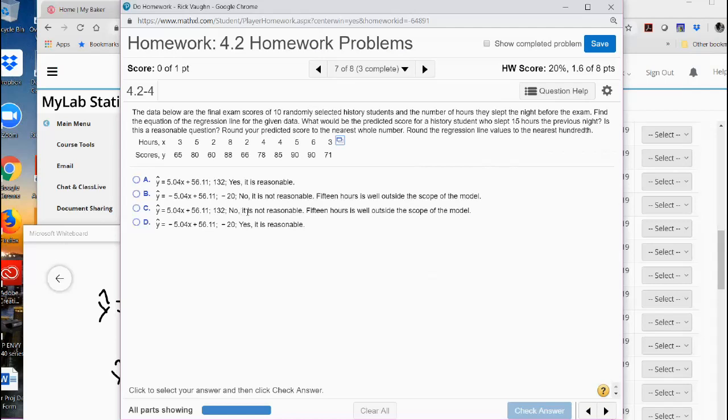But in this case, I'm going to select C because this data value that they want us to make a prediction about, 15, is outside of the range. We built the model with x values that are all between 2 and 8 hours of sleep. So someone who slept 15 hours is an outlier. It's way outside of that. We call that extrapolation. So it's kind of unreasonable to expect that the model, which was built upon sleep hours between 2 and 8, would extend out to 15 hours. So I'm going to select choice C here.